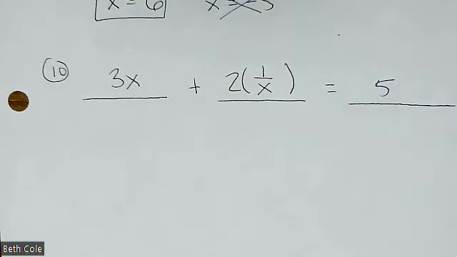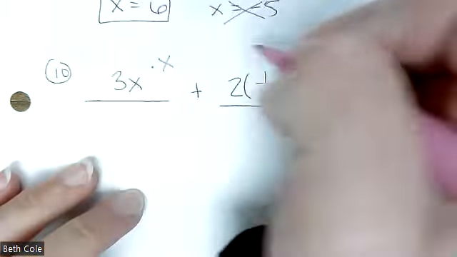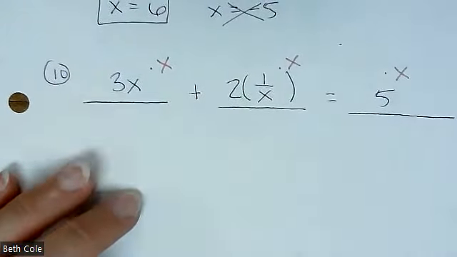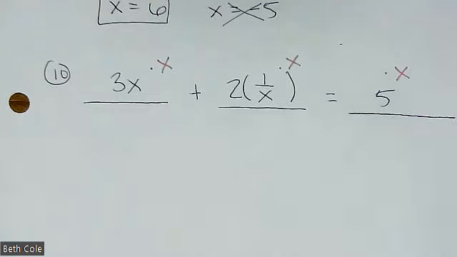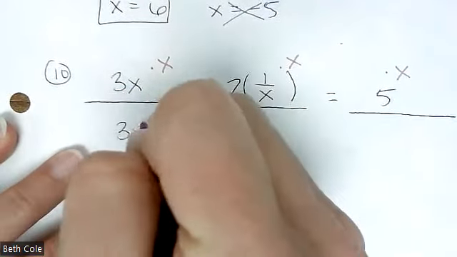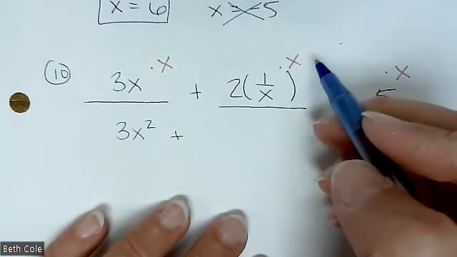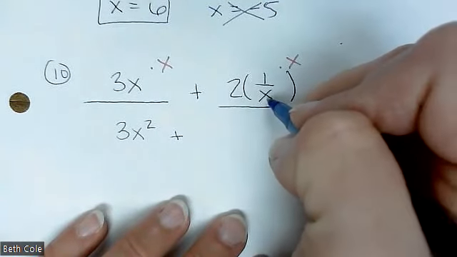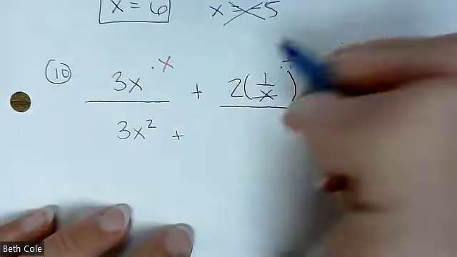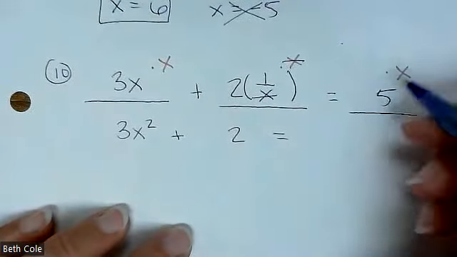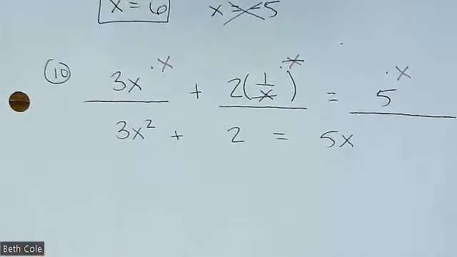What is your common denominator? Hint, it's the only thing that's in a denominator. X is the only thing that's in a denominator. So you're going to multiply all of these by x. The point being you want it to cancel. So that's going to give you 3x squared plus. Now what happens here? Yeah, x is canceled, which was the whole point. It'll just be 2 equals 5 times x is 5x.